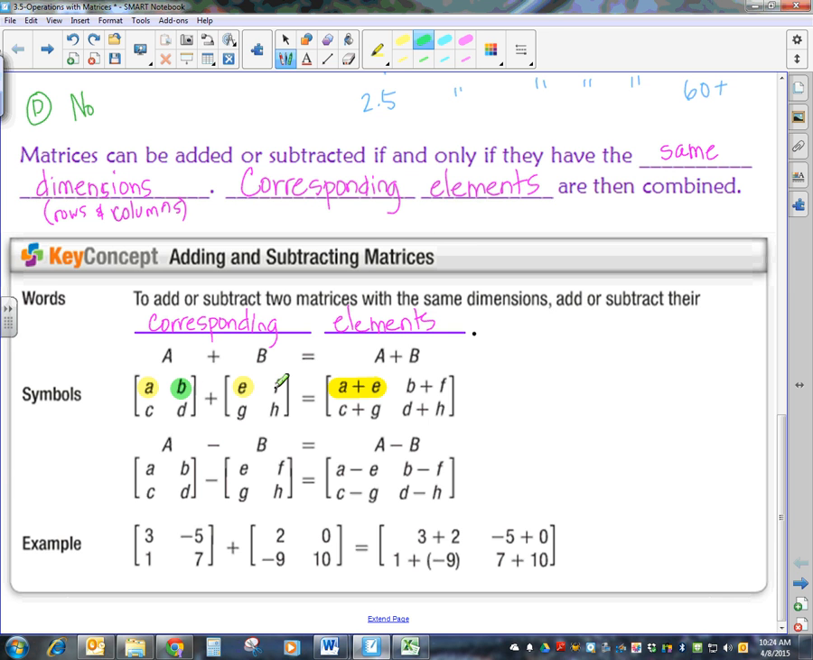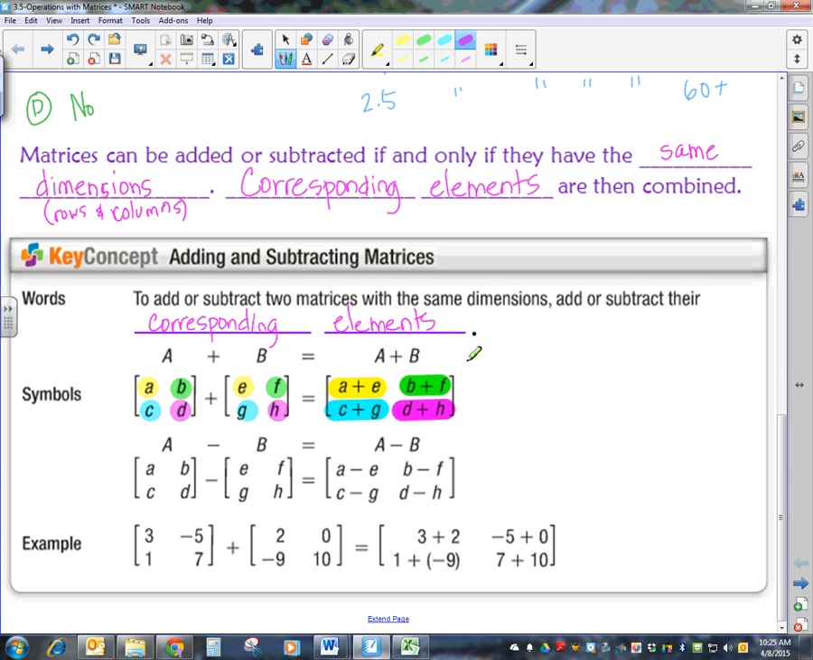Then we have B and F are corresponding. That gives us that place. We have C and G that correspond to give us C plus G. And then we have D and H, which give us D plus H.